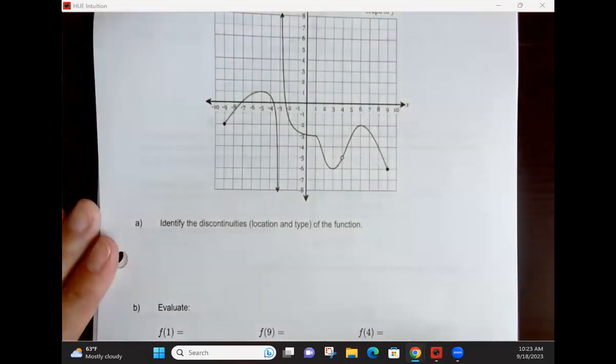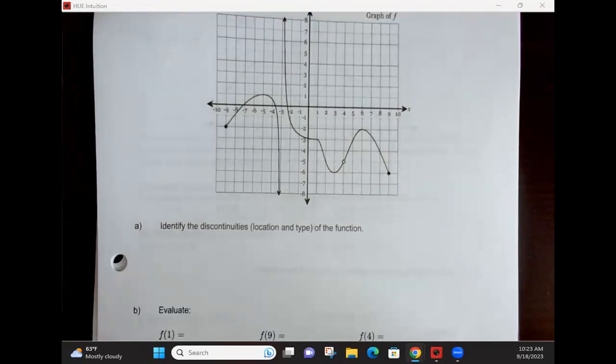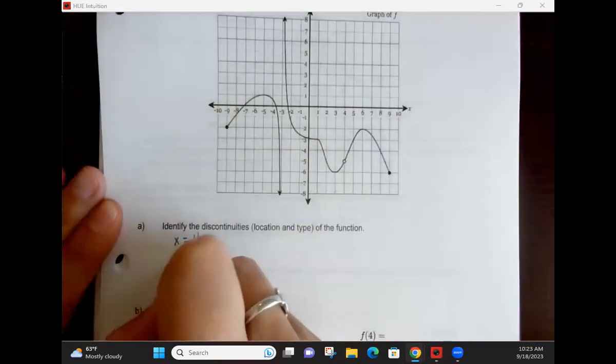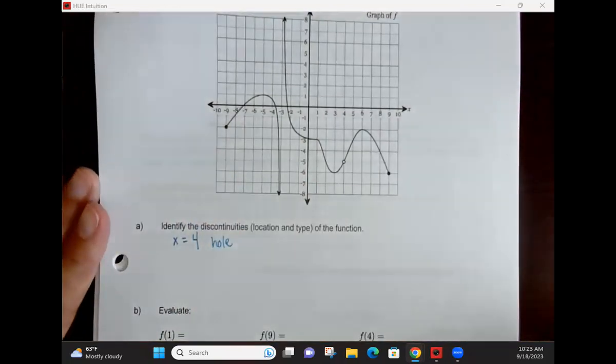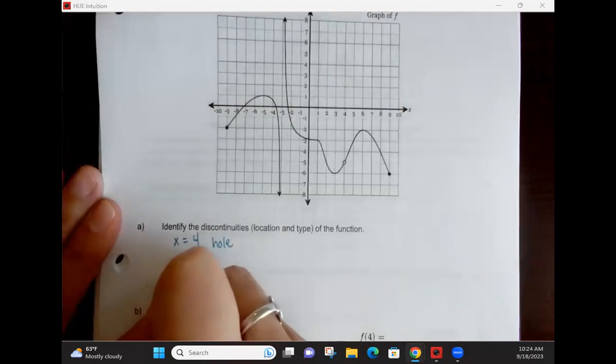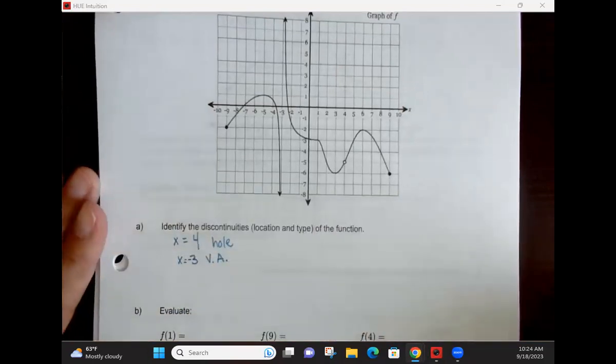On the next page, another graph. Okay. Where do I have discontinuities here? For what values of x is my graph discontinuous? When x equals 4, what do we have? A hole. And where else? Somebody I haven't heard from yet today. At -3. What do we have at -3? We have a vertical asymptote at -3.